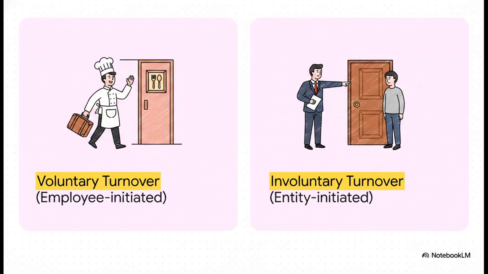Right, so you can't just lump everyone who leaves into one giant bucket. The real key here is cleanly splitting your data into two very different camps, voluntary and involuntary departures. Voluntary turnover is exactly what it sounds like, separations initiated by the employee. Think resignations or retirements. Involuntary turnover, on the other hand, is initiated by the business entity. That means dismissals, downsizing, redundancies, or just non-renewal of a contract.